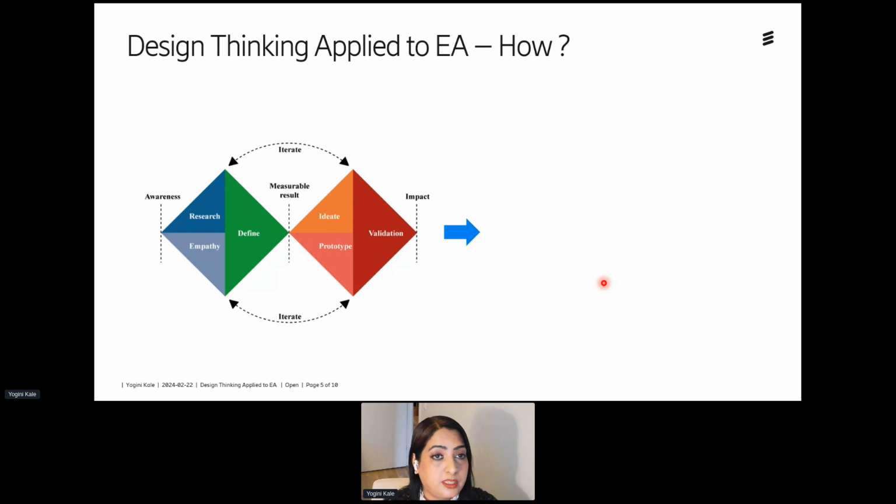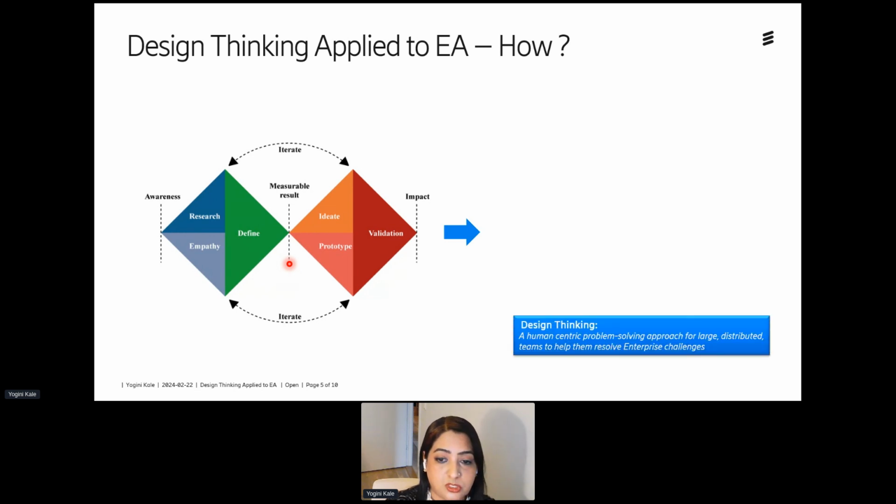So coming to how design thinking can be applied to the EA world, I'll just check on the time. Okay, we are good. So just to understand how design thinking can be applied to the EA world, we again go back to this double diamond approach where we see that we have research, empathy, and define stage in the first diamond, and then we have ideate, prototype, and validation, which can go in multiple iterations. And then in the middle, we have an opportunity to redefine the problem based on the results that we measure from each iteration.